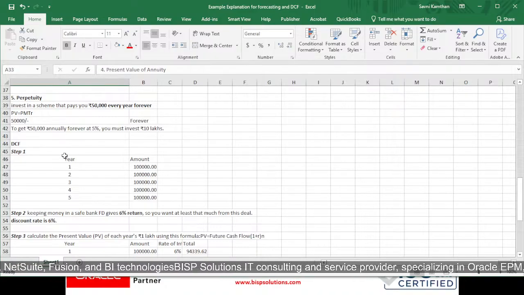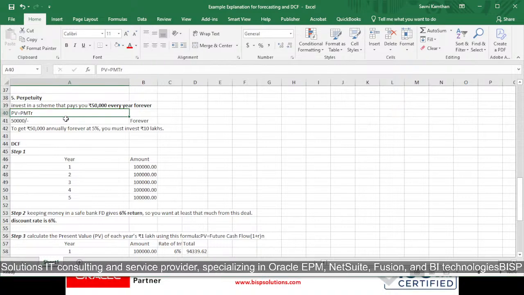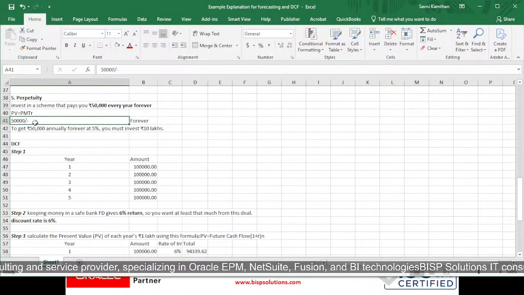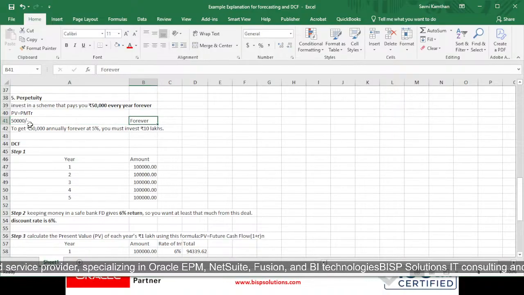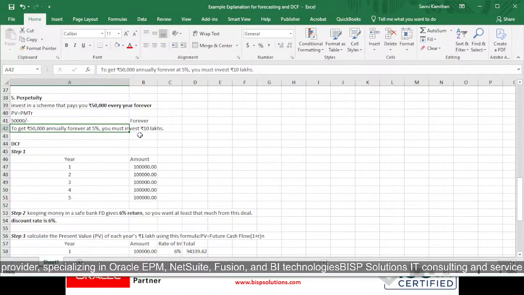Next is our perpetuity, where we will be investing in a scheme that pays us 50,000 rupees every year forever. For that we will be using PV is equal to PMT divided by R, and 50,000 rupees is what we will be receiving forever. To get 50,000 annually forever at 5%, we must invest 10 lakh rupees.